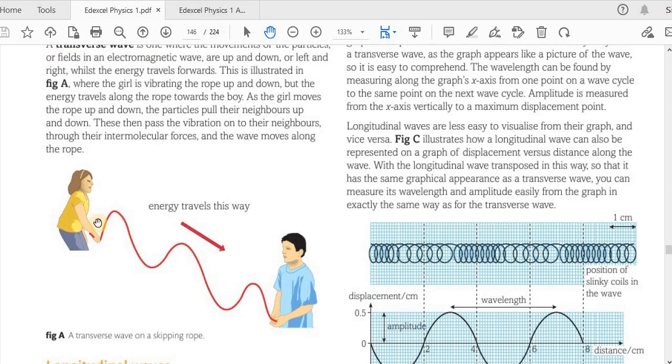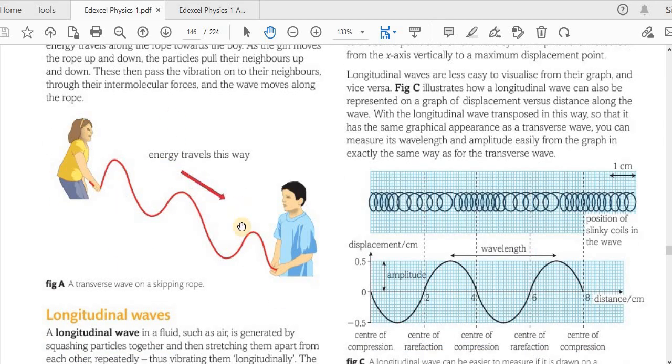What she's doing is just moving the rope up and down, but the waves are moving from the girl to the boy. So the wave is going this way, but the particles in the rope are only moving up and down, up and down, up and down. So you see the rope is fixed here and fixed here. The rope doesn't move from one place to another place. It's only the parts of the rope that are moving, and when they move, they transfer energy from the girl to the boy.